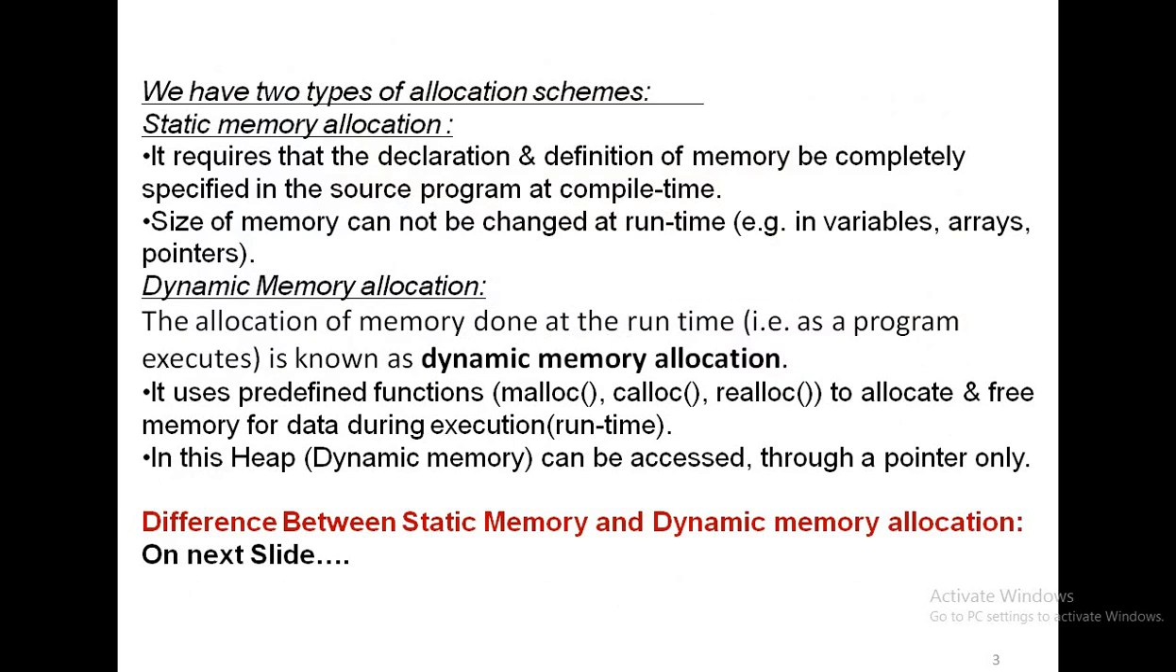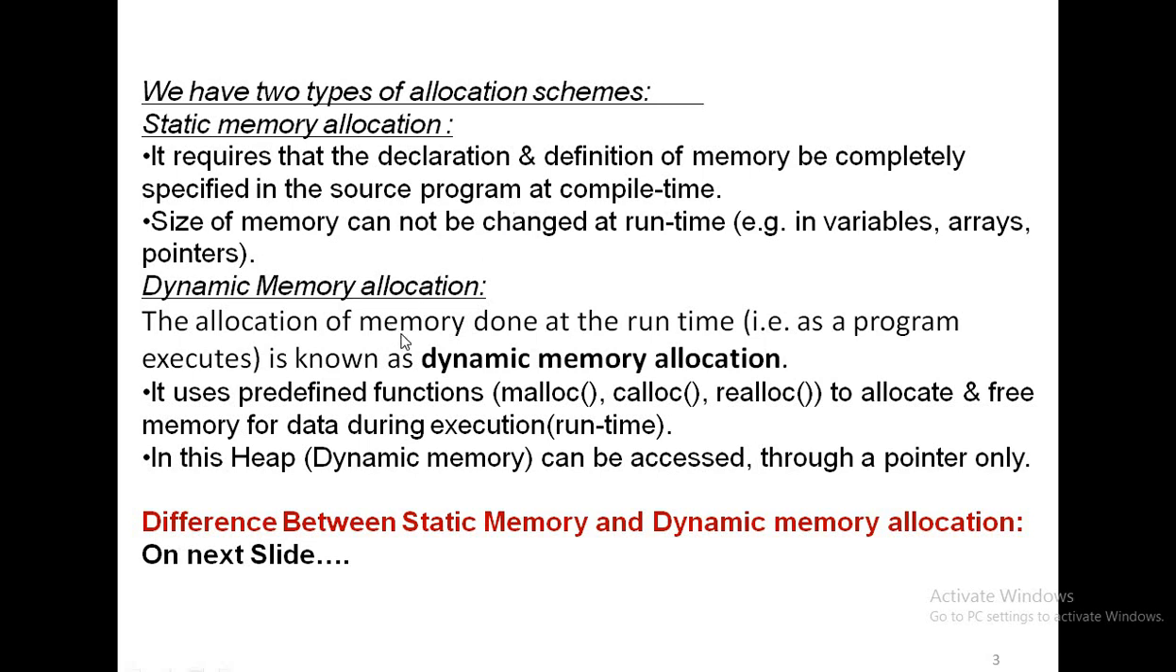We have two types of allocation schemes: static memory allocation and dynamic memory allocation. Static memory allocation requires that the declaration and definition of memory be completely specified in the source program at compile time. That means all the variables, arrays, pointers and functions are defined at the time of compilation, and they cannot be changed at runtime.